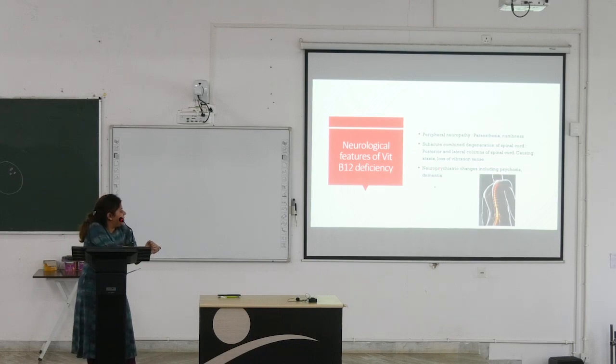And there can be neuropsychiatric changes, including psychosis and dementia. In older people, even without the presence of anemia, there can be psychosis and dementia. So they may present with dementia and not anemia because of vitamin B12 deficiency. And another thing is the neurological defects are not reversible. Once they set in, they set in. We cannot change it. So we have to be very careful regarding these.